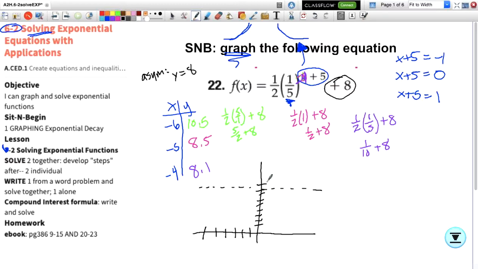And then I'm going to go 9, 10, 11, 12. Why not? It makes me feel good. So I'm going to go over to my negative 6 and up. Here's 8, 9, 10.5.